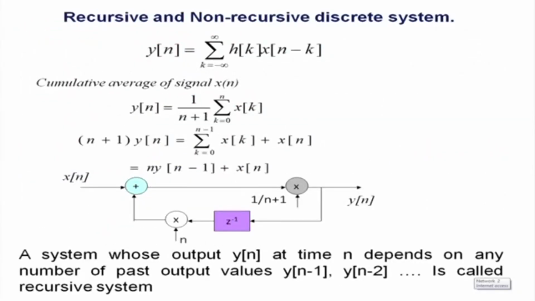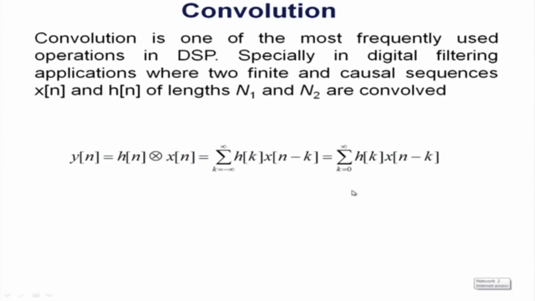Then there are recursive and non-recursive systems. This slide is self-explanatory. If the output depends on the previous output, then we call it a recursive system. Okay, I am not describing details. Then the most commonly used signal processing algorithm in speech is called convolution.